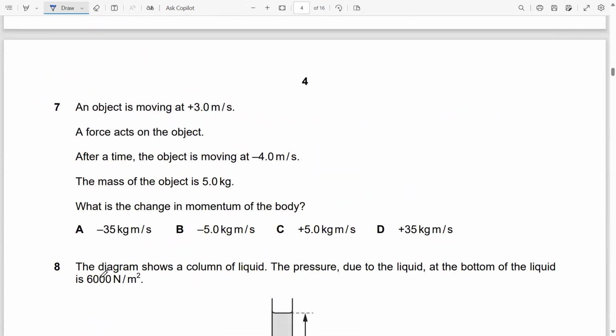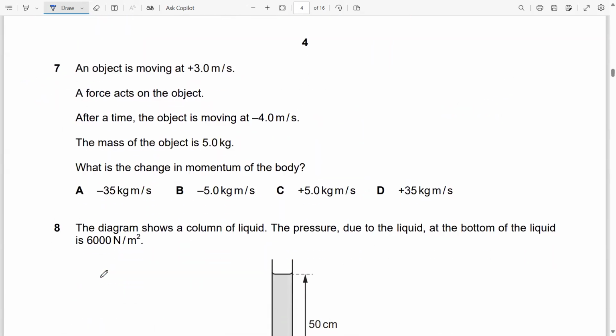Question number 7. An object is moving at 3 meter per second. A force acts on the object. After a time, the object is moving at minus 4 meter per second. Mass of the object is 5 kg. What is the change in momentum of the body?